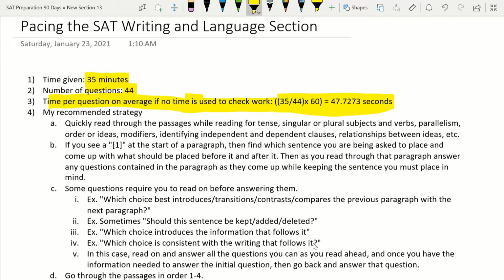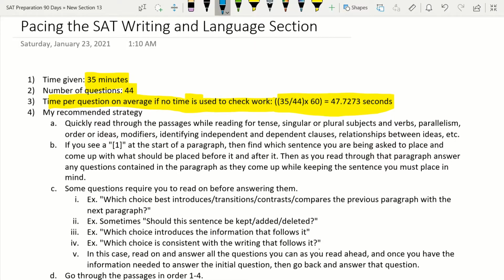That would be if you were to have no time left over at the end, no time to check your work. All of your time is just spent answering those 44 questions. With that 35 minutes, you would have to average about 48 seconds per question in order to answer them in that amount of time. So what is my recommended strategy?